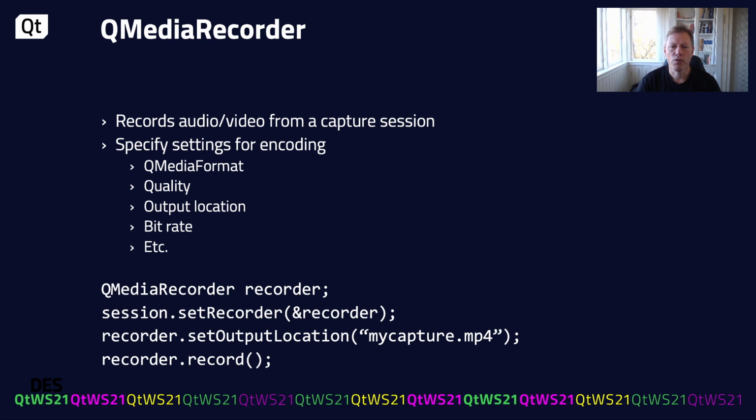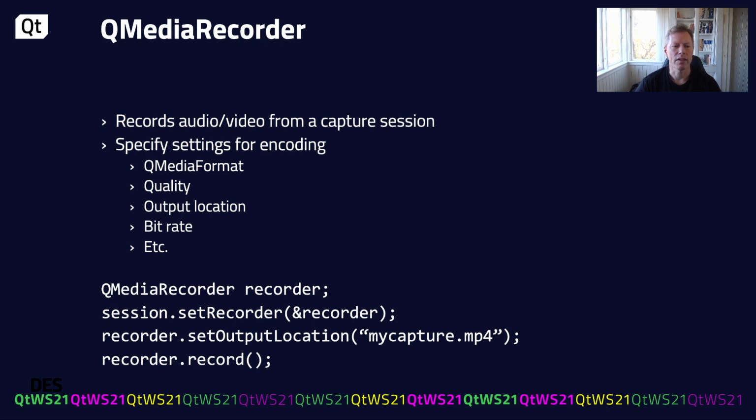The other option is, of course, to capture audio and video, and that is done using the QMediaRecorder class. That one records audio and video from a capture session, and depending on what you have connected to it, if you don't have a camera connected to the capture session, the recorder will record audio only and no video. You can specify the settings for the encoding there using QMediaFormat. I'll come to that in a second.